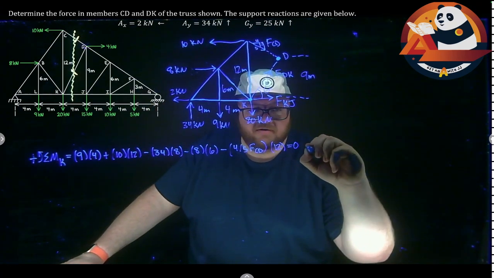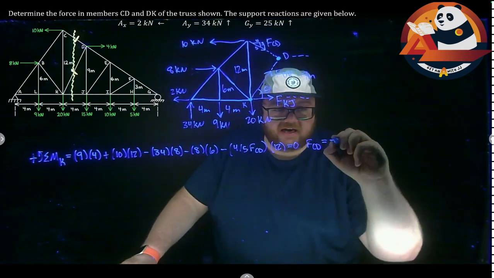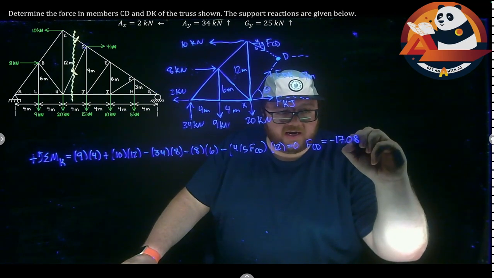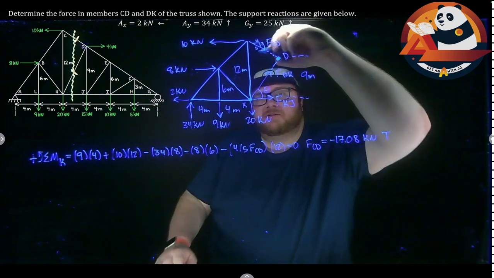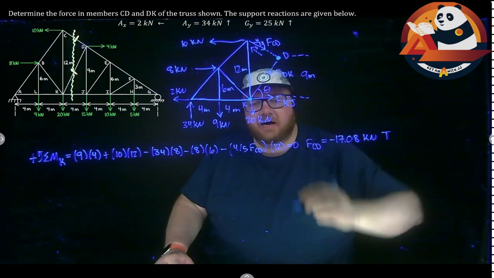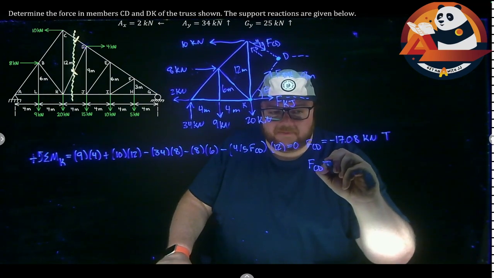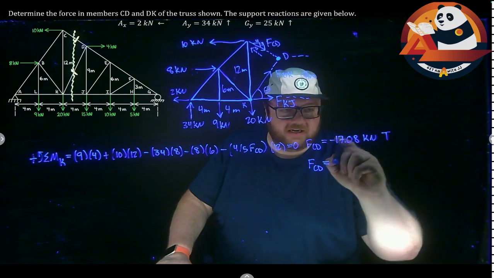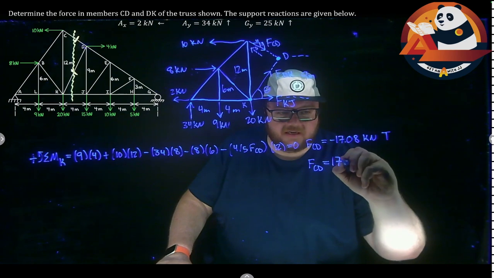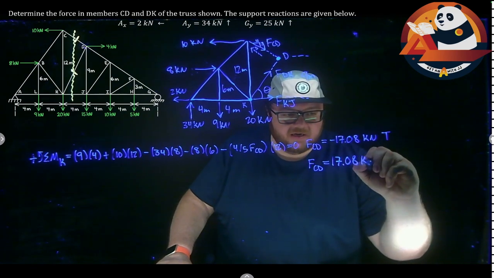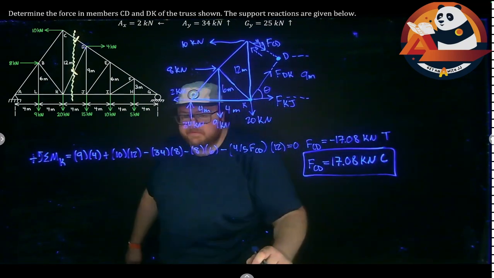Equals 0. Solving for FCD, we're going to get that it is negative 17.08 kilonewtons. That's negative when we assumed it was in tension. That means we're really in compression here. So we report it as a positive and say compression. FCD is a positive 17.08, 17, not 11, 17.08 kilonewtons in compression, which is our first answer.